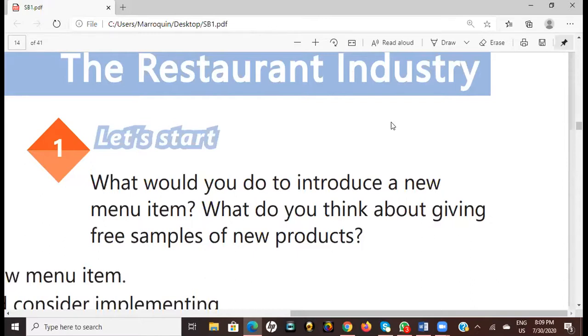So the first question is very general. What will you do to introduce a new menu item? We discussed this question before, and the second question is very specific. What do you think about giving free samples of new products? In the first question, give whatever opinion you want. In the second one, you have to be very specific with your opinion about giving free samples of new products. Any questions before we start speaking?